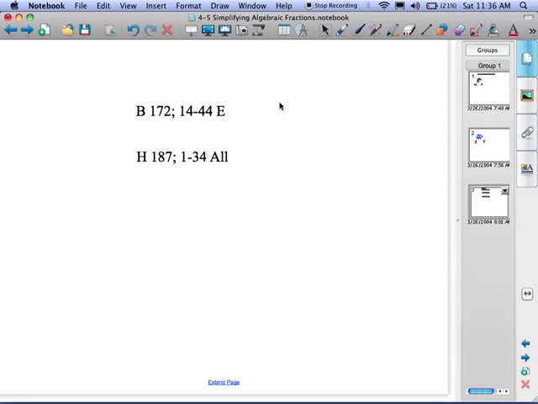Your homework is book page 172, problems 14 through 44, the evens.